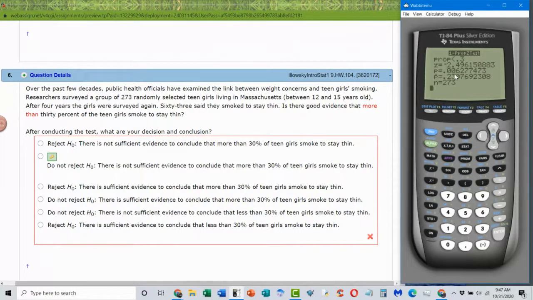And so the p-value changes. The proportion didn't change. The Z statistic didn't change. What changed was the null hypothesis, the alternative hypothesis. And because that changed, it changed which side we had the rejection region on. And so therefore we have a lot smaller p-value than we did with the other one. And these two p-values add up to one.